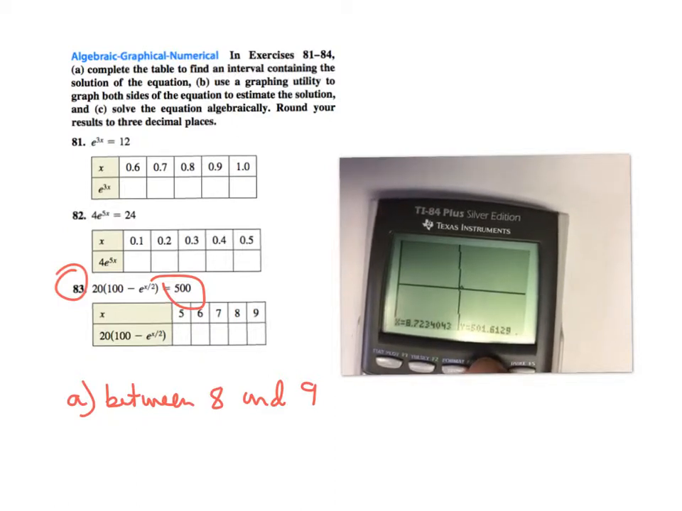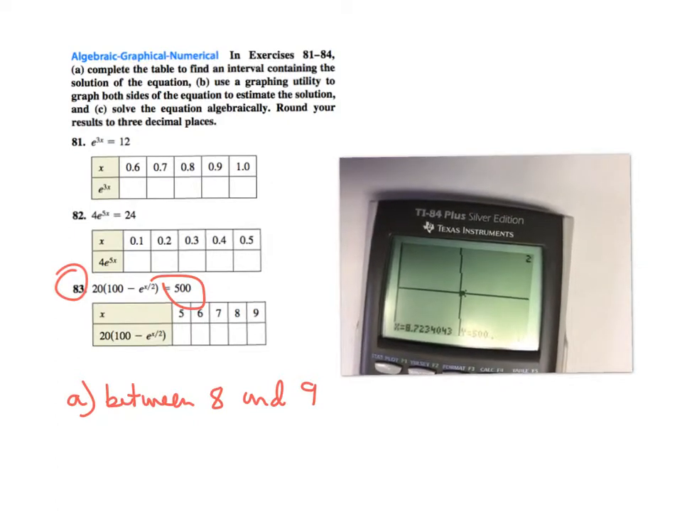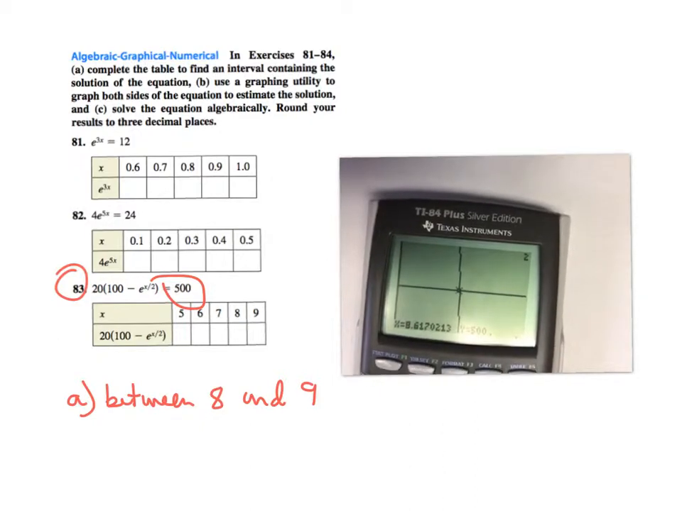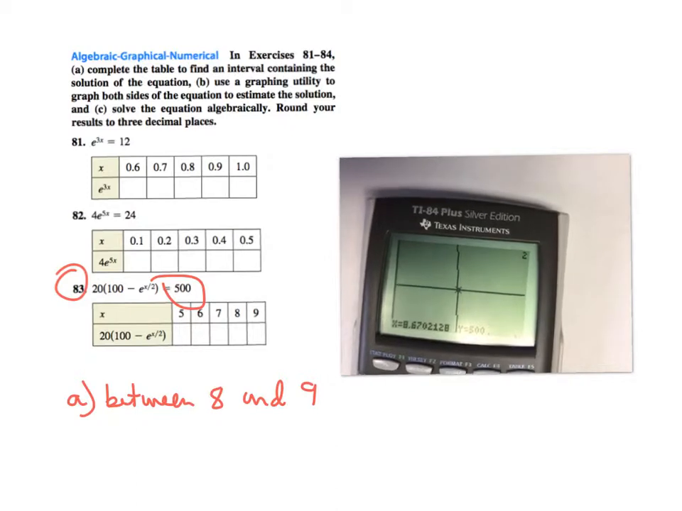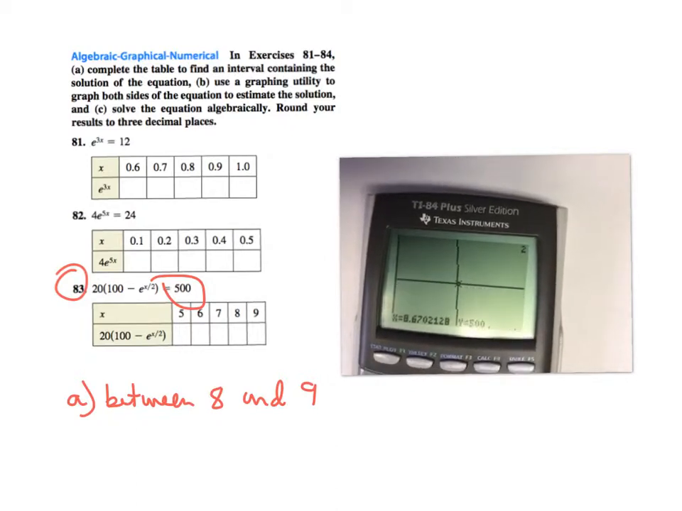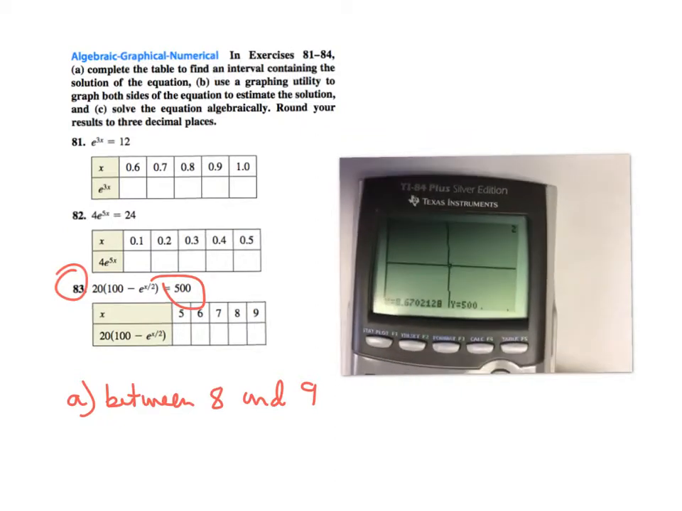And once again, I'm going to hit trace. I'm on the first equation. It shows me right there. If I use my down arrow, I'm on the second equation. I can see that. I can actually get a little closer. Looks like 8.6, probably 8.6, between 8.61 and 8.67-ish. All right, so I can get a little better there.